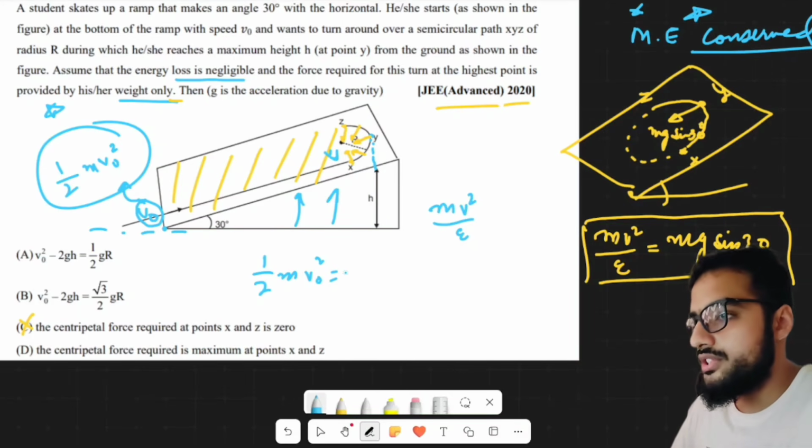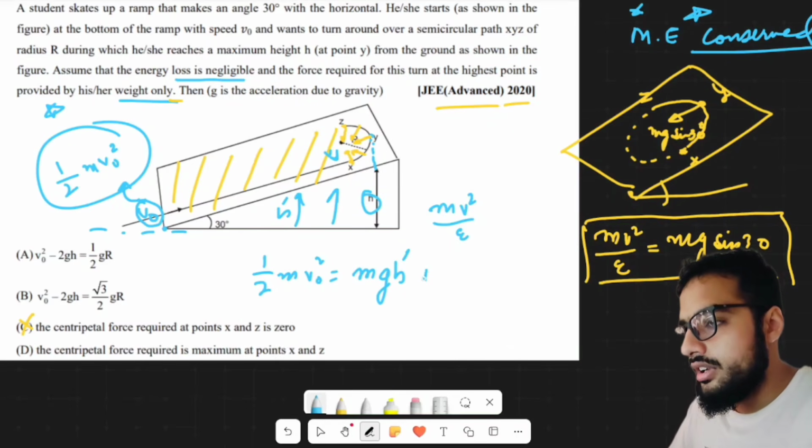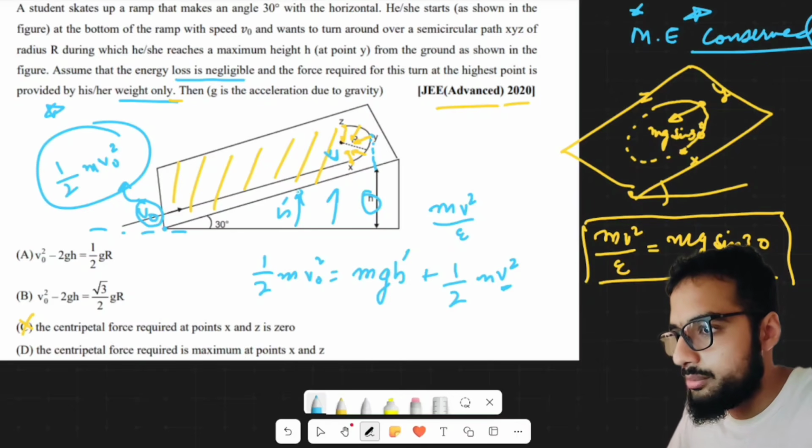So potential energy we are assuming to be 0. So isn't that equivalent to mg, I'm not saying this h, but any h, for example h dash, any random height h dash, plus half of mv square. What will be the velocity at that point? Make sense?